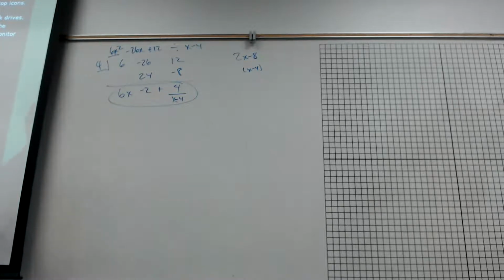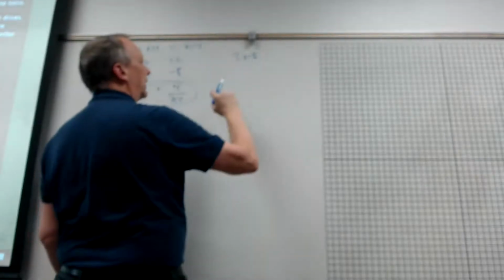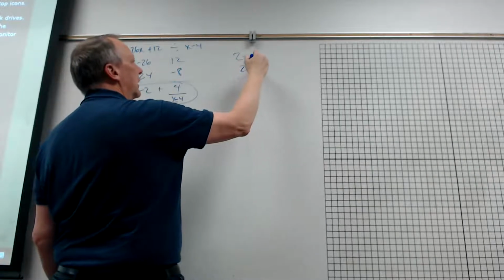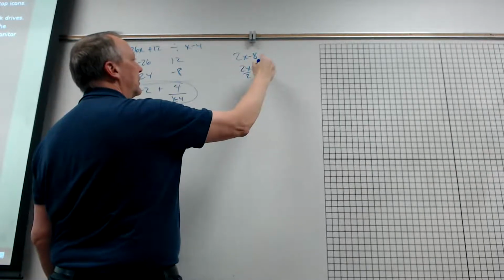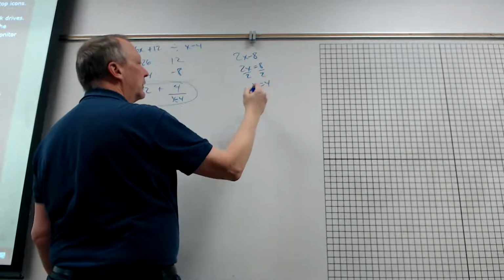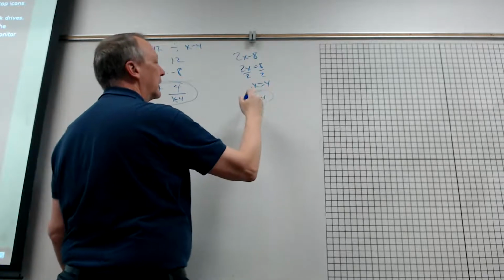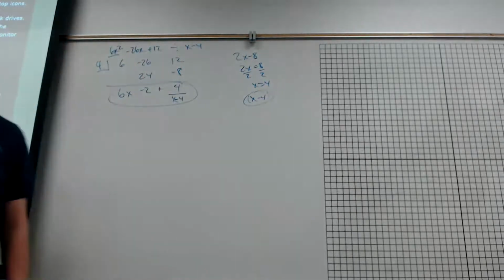Another way to think of this, if you had a factor that was 2x minus 8, you could say 2x equals 8, divide by 2, x equals 4, and then you could rewrite that as the factor x minus 4. Does that make sense?